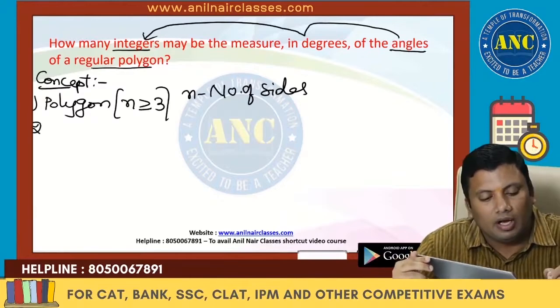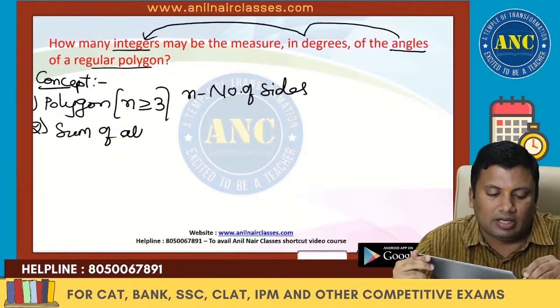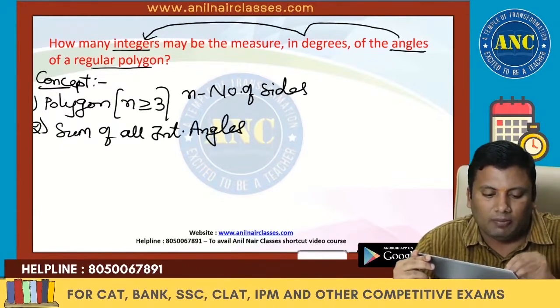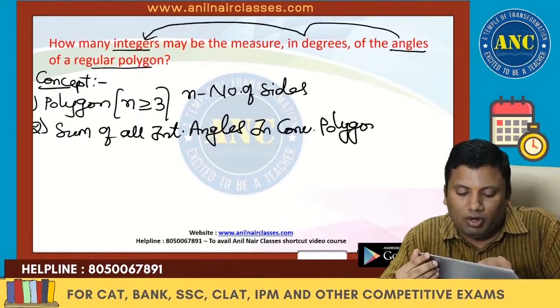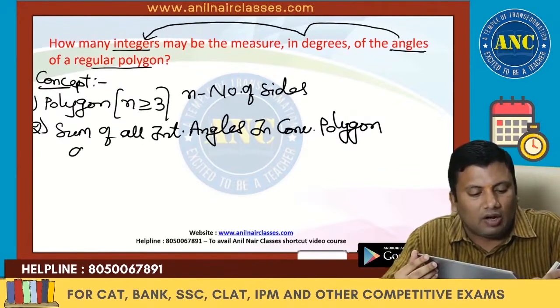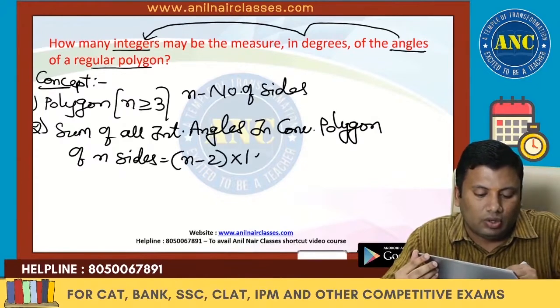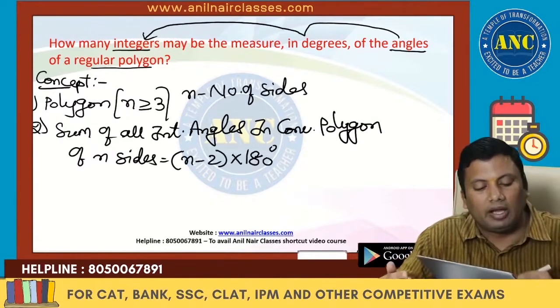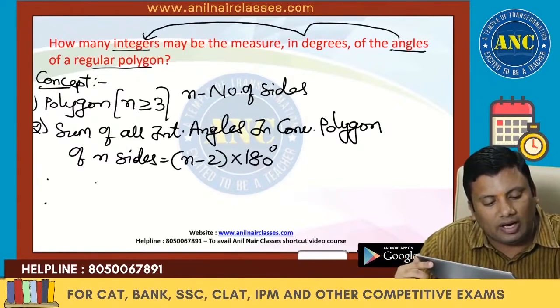First point. Next point. Sum of all interior angles in a convex polygon of n sides is given by n minus 2 into 180 degrees. Why is it n minus 2 into 180 degrees?